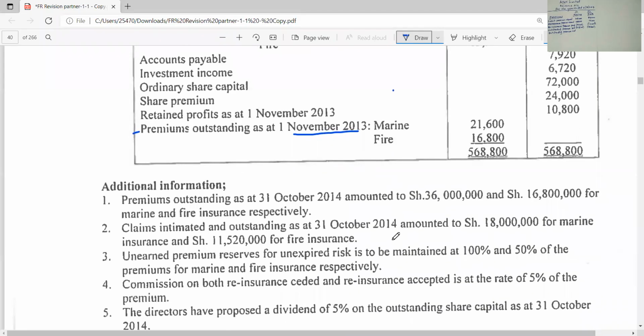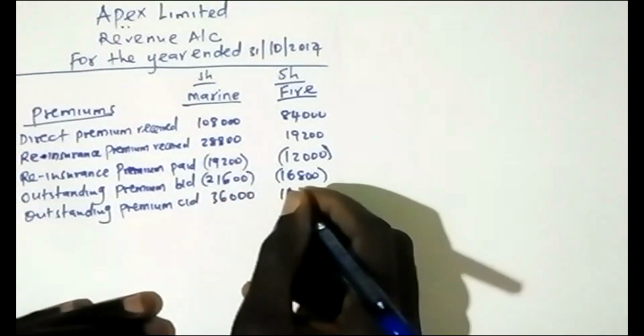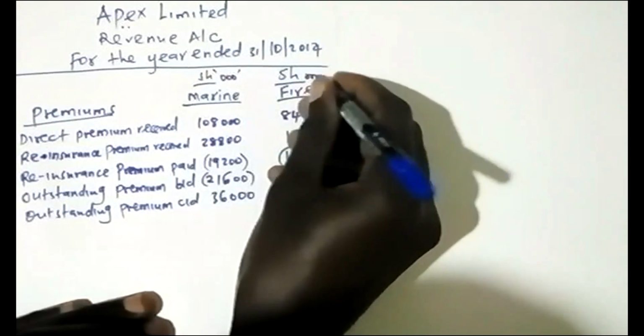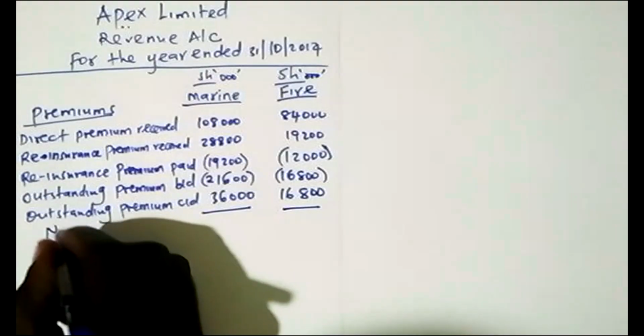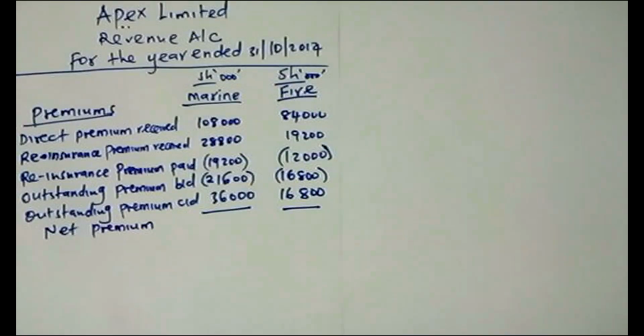So the outstanding premiums carried down at the end of the year, you can see it's the first one. Premium outstanding as of 31st October 2014 amounted to 36 million and 16,800 for marine and fire, respectively. So 36 and 16,800. Remember, I have reduced to thousands, so this one was in terms of thousands, and this one was in terms of thousands. So up to that point, we can be able to get the net premium.